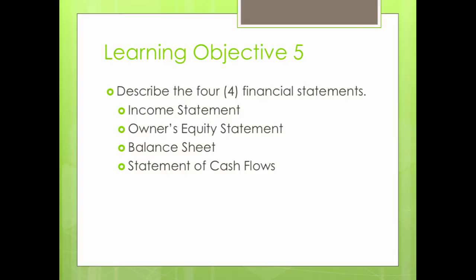Our fifth learning objective is to describe the four financial statements. This was briefly covered in chapter 2. However, I did not cover it during last week in order for you to have a chance to focus your attention on recording transactions in tabular form. Chapter 2 covers three financial statements. There are actually four of them, which include the income statement, owner's equity statement, the balance sheet, and the statement of cash flows.